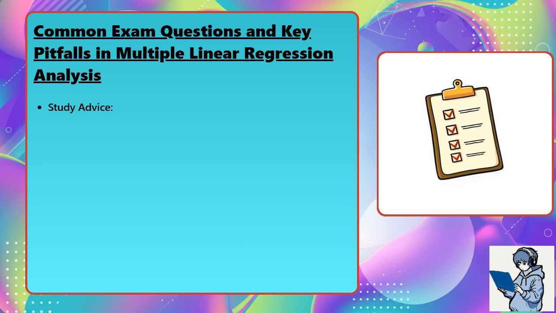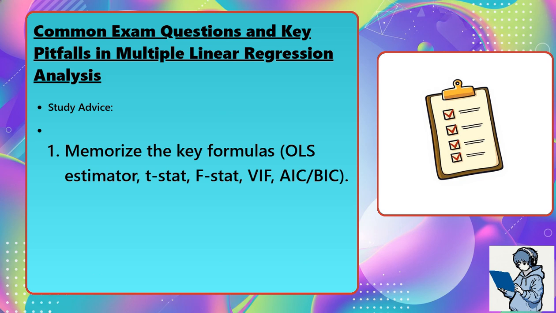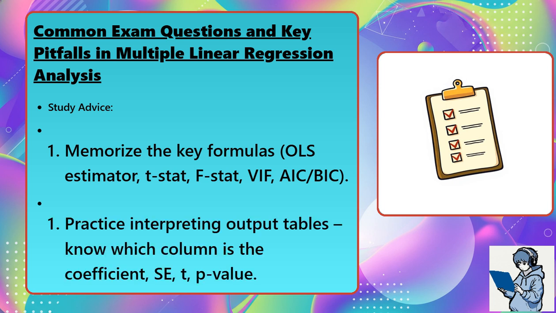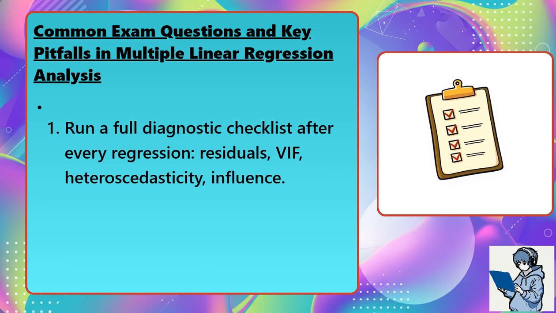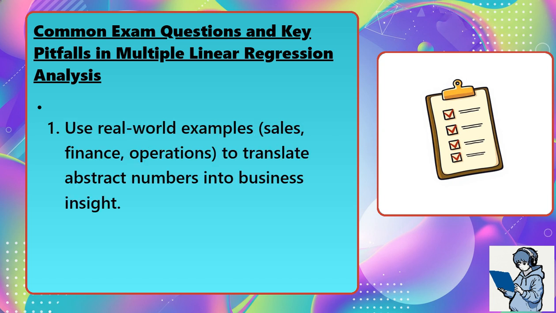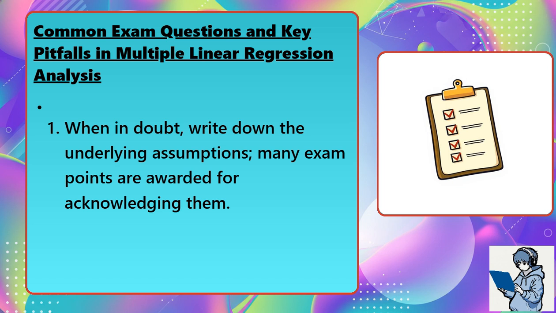Study advice. Memorize the key formulas: OLS estimator, t-statistic, F-statistic, VIF, AIC/BIC. Practice interpreting output tables. Know which column is the coefficient, SE, p-value. Run a full diagnostic checklist after every regression. Residuals, VIF, heteroscedasticity, influence. Use real-world examples, sales, finance, operations, to translate abstract numbers into business insight. When in doubt, write down the underlying assumptions. Many exam points are awarded for acknowledging them.